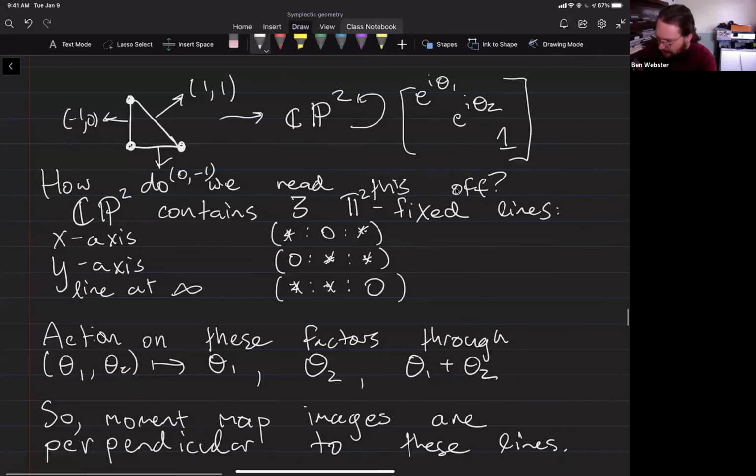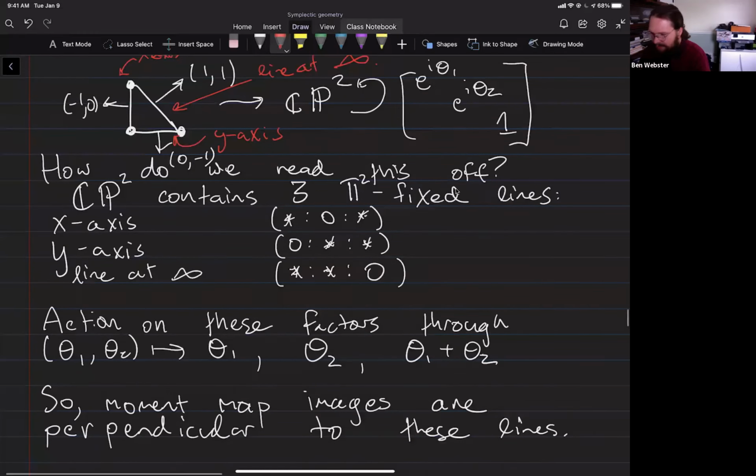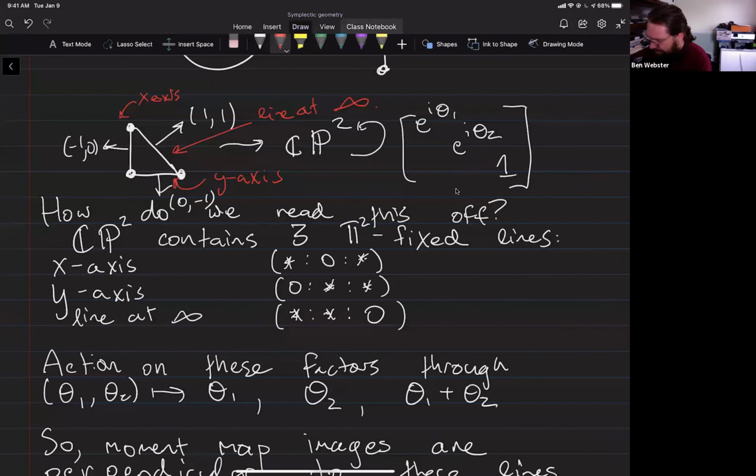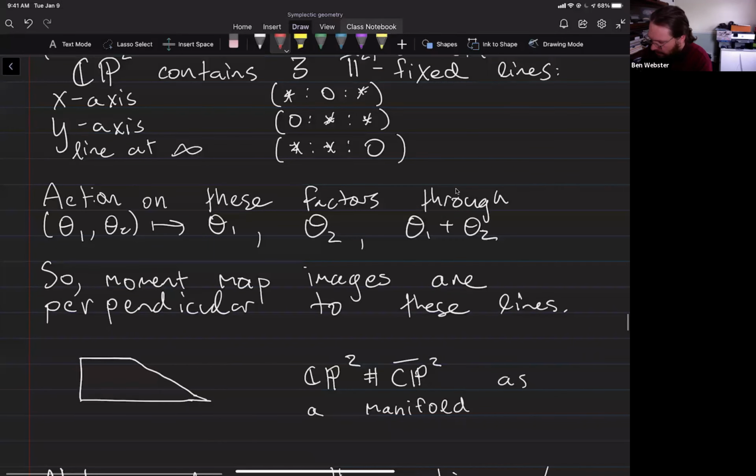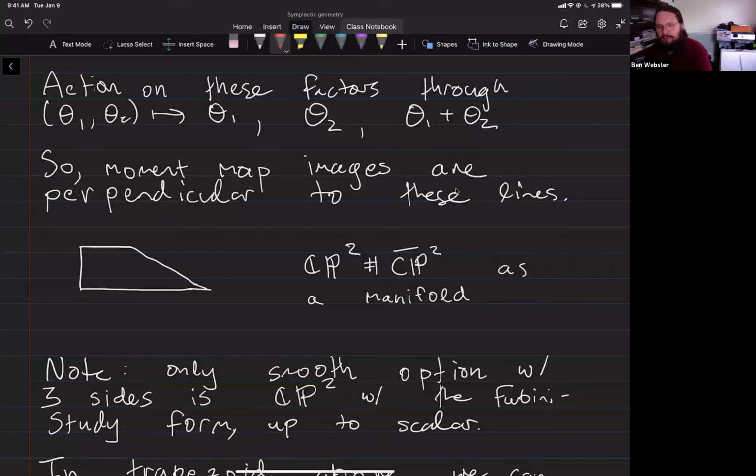So these lines correspond to, let me get this right. So this guy is the x-axis, slightly confusingly because I'm taking perps. This is the x-axis. And this guy is the line at infinity. All right, cool. So when I draw the moment map image, I just take the perps.